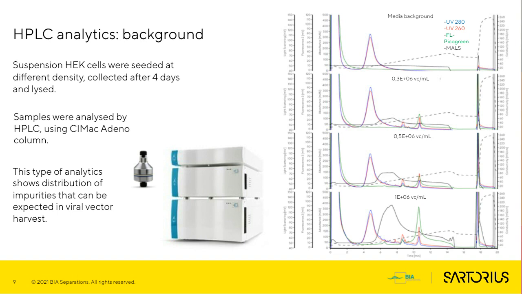So this type of analytics in our upstream setup allowed us to see what kind of impurities we could bring with us if we choose to use this media or a certain concentration of cells. So one could possibly argue that if you're able to achieve a higher titer of AAV without using very high cell density, then it might be a good idea to go down that route, because otherwise it might be introducing quite a lot of impurities that can end up challenging for your downstream.